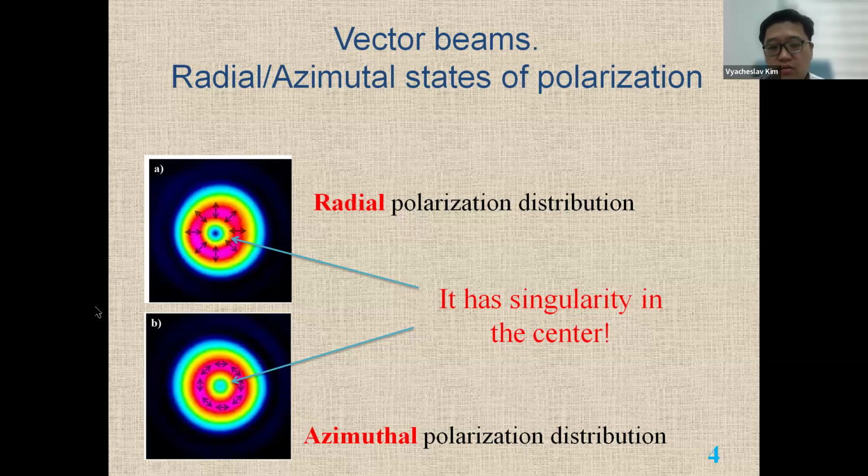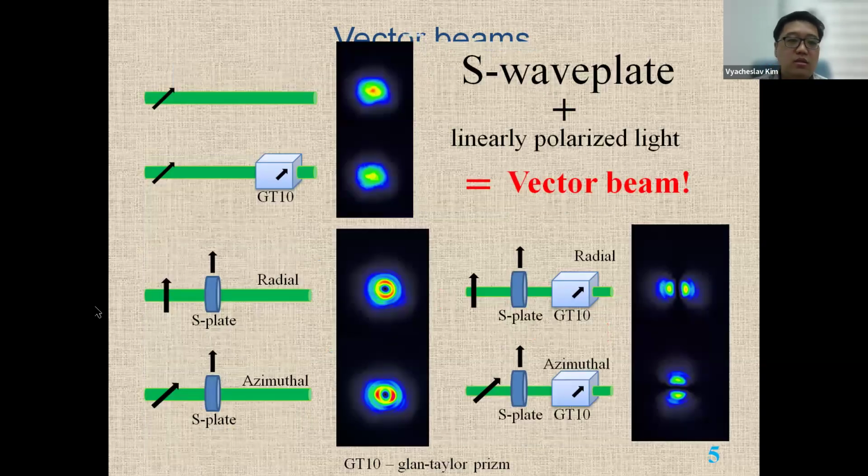Nowadays you can get them very easily. There are specially prepared optical elements called S plates, prepared for a definite wavelength. Okay, let me continue.